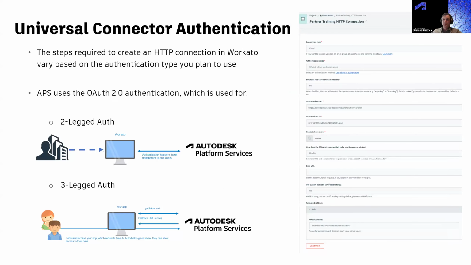When we think about this universal connection and the authentication part of it, the type of authentication you choose will affect how the connection is set up in Workato. So for Autodesk Platform Services, we use OAuth 2.0. That can be done in two ways, either through the two-leg or three-leg token, as we talked about before. Both of these options are supported in the Workato HTTP connector.